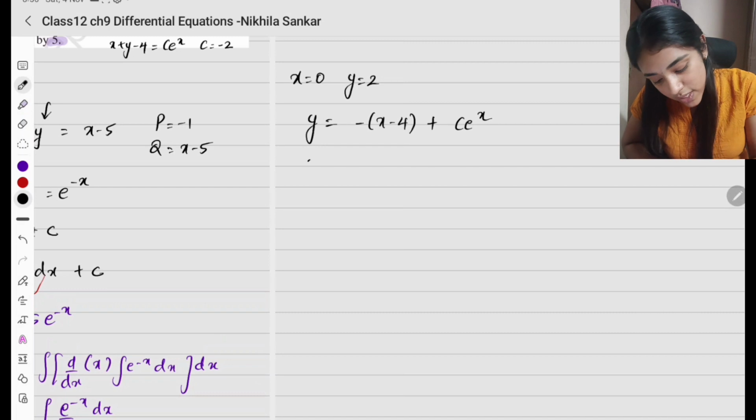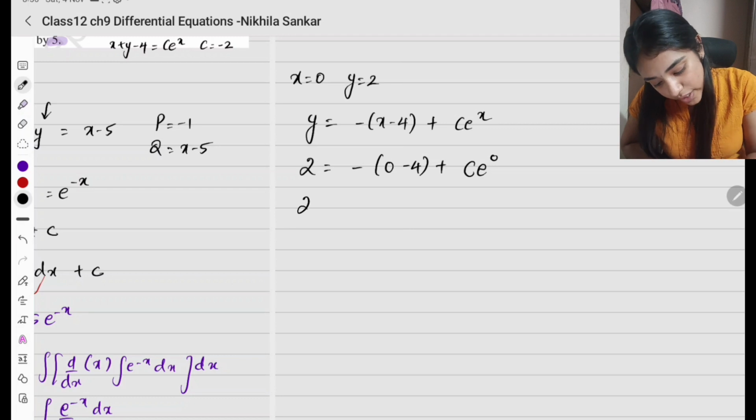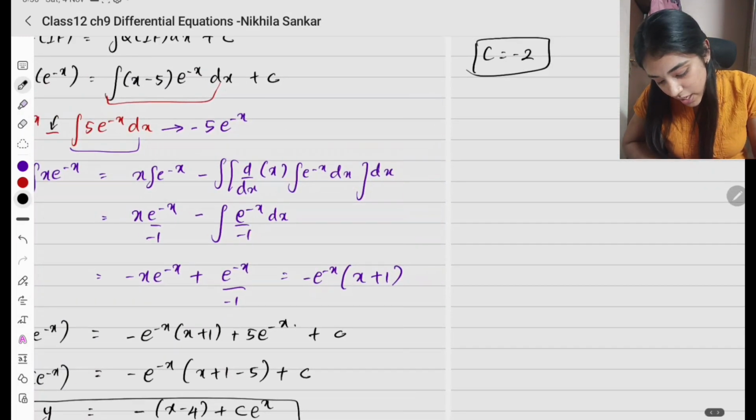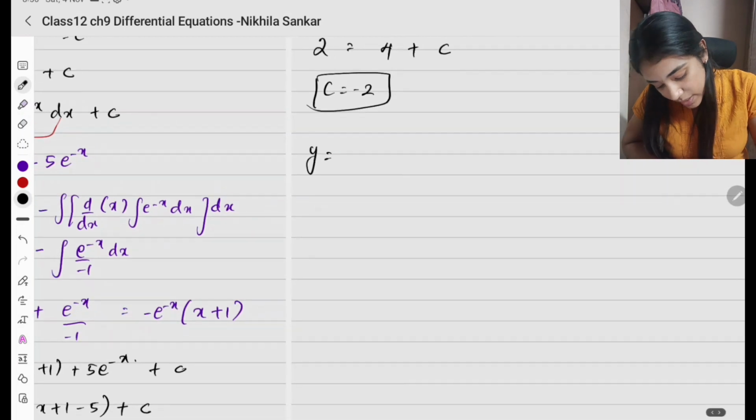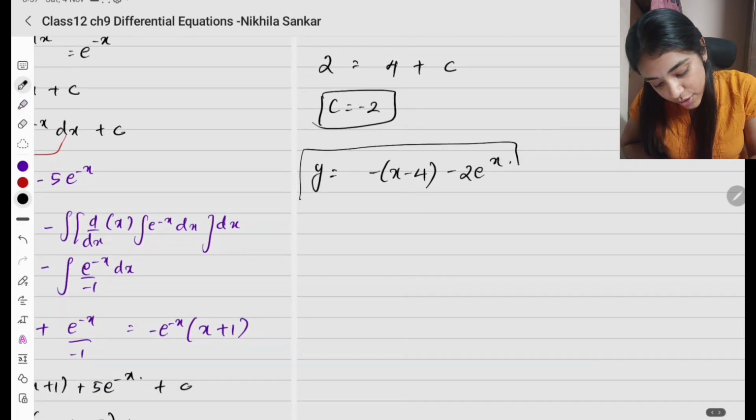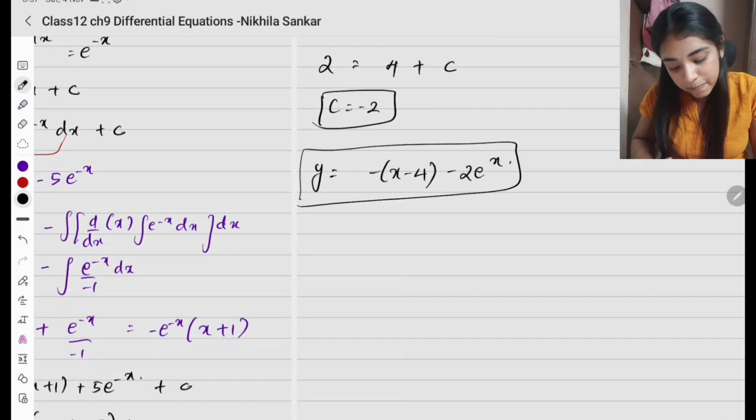Now I substitute the values. I have 2 equals minus 0 minus 4 plus c e to the 0. So I have 2 equals 4 plus c. C equals minus 2. So I found out the value of c. Now put it in the general solution. What is my final answer? Y equals minus of x minus 4 minus 2 e to the x. So this is going to be my final solution. Please copy.